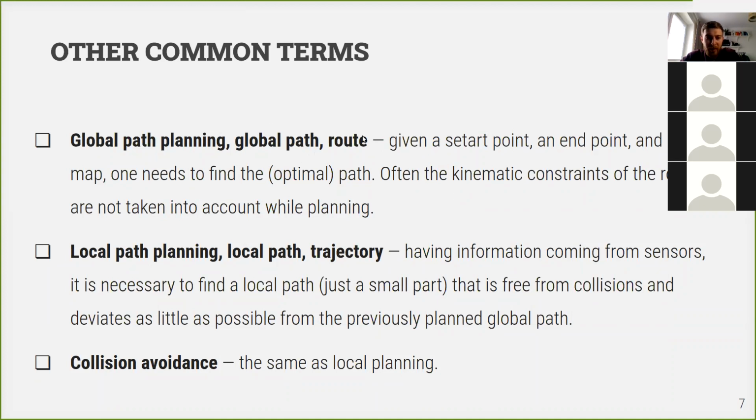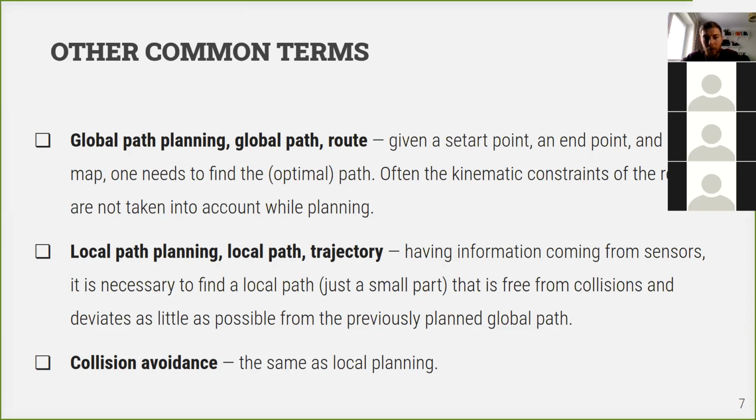So global path planning is when, given a start point, an end point, and the map, of course, we need to find the optimal path, usually optimal, not always possible, but usually we are trying to find an optimal path. And in global path planning, often kinematic constraints of the robot are not taken into account while planning.